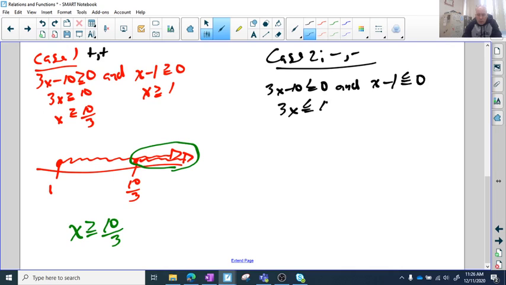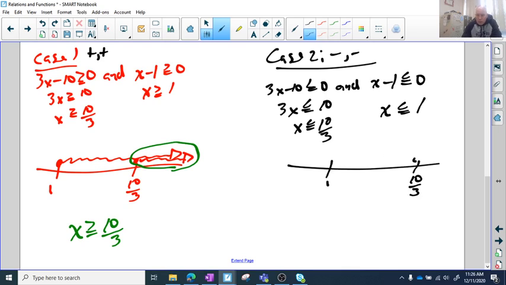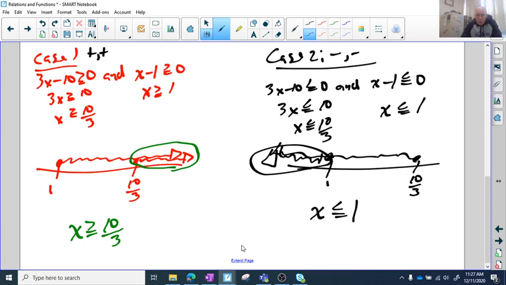3x is less than or equal to 10. X would have to be less than or equal to 10/3. This one would be x is less than or equal to 1. So here's 1. Here's 10/3. Less than or equal to 10/3, it's all those numbers. Less than or equal to 1, it's all those numbers. Those were the numbers that were true for both. Those are any x value that is less than or equal to 1.